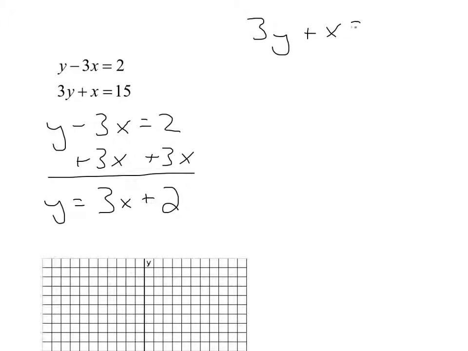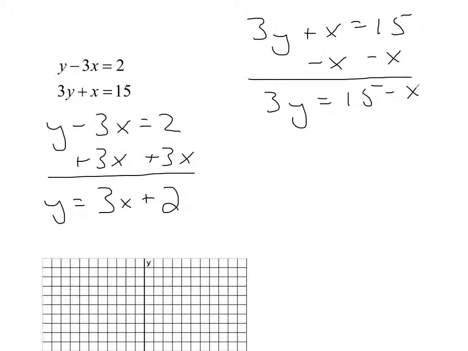The second equation, 3y plus x equals 15. So I'm trying to get y by itself. I'll subtract x from each side. 3y equals 15 minus x. Divide by 3. Y equals, and once again I'm going to put the x term first, so that's negative x over 3, which is the same as negative 1x over 3, which is the same as negative 1/3 x. And 15 divided by 3, that's just plus 5.